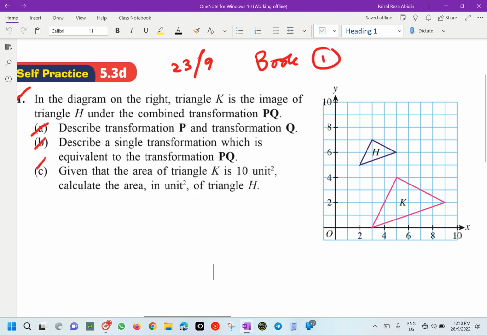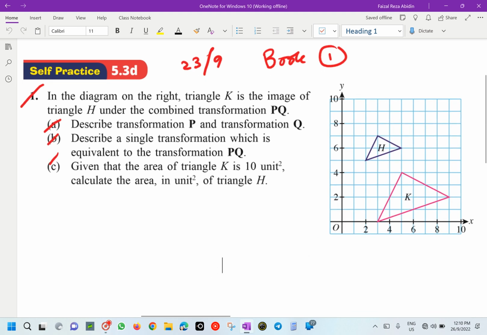Okay, so we are going to discuss our self-practice 5.3D. In the diagram on the right, triangle K is the image of triangle H under the combined transformation PQ. Describe transformation P and transformation Q.